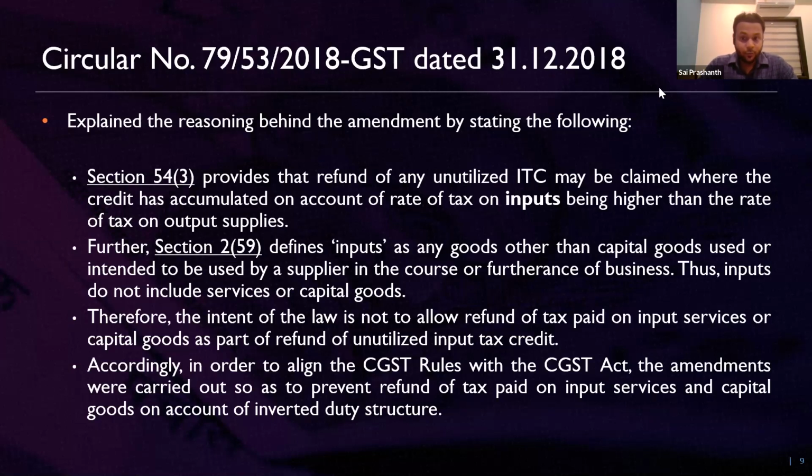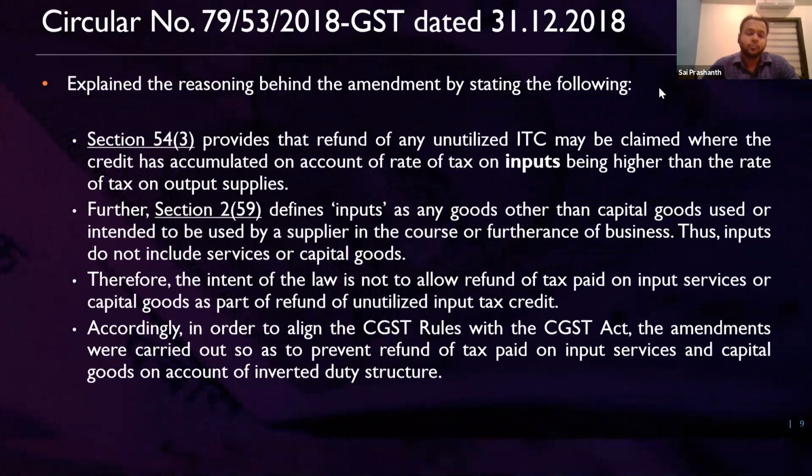This is important. Therefore, the intent of the law is not to allow refund of tax paid on input services or capital goods as a part of refund of unutilized ITC. Accordingly, in order to align the CGST rules with the CGST Act, the amendments were carried out so as to prevent refund of tax paid on input services and capital goods on account of inverted duty structure. So the understanding of the department was that 54.3 read with the proviso obviously covered under its ambit only inputs as a part of the unutilized ITC and never envisaged input services. This was the logic behind what the circular said. This was basically because the proviso used the word only inputs and not input services, which we saw.